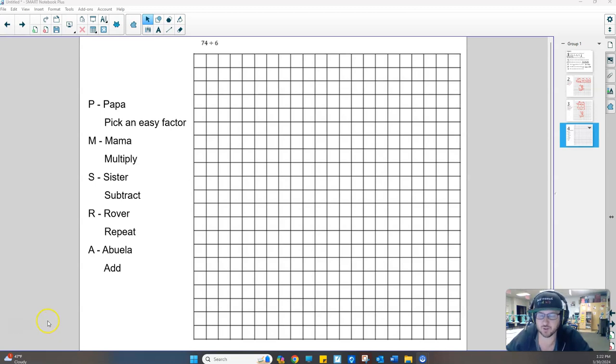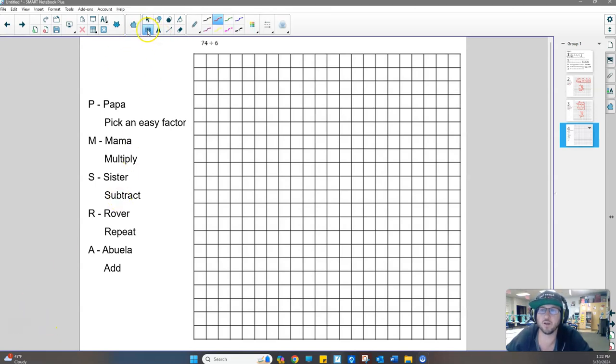Hey, this is Unit 6, Problem 4. In this one, we were asked to find the value of each quotient, which means the answer of the division problem. So we are dividing 74 by 6. How many groups of 6 can I make out of 74?